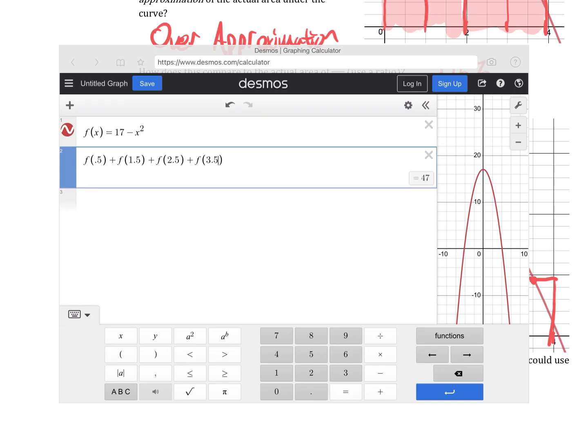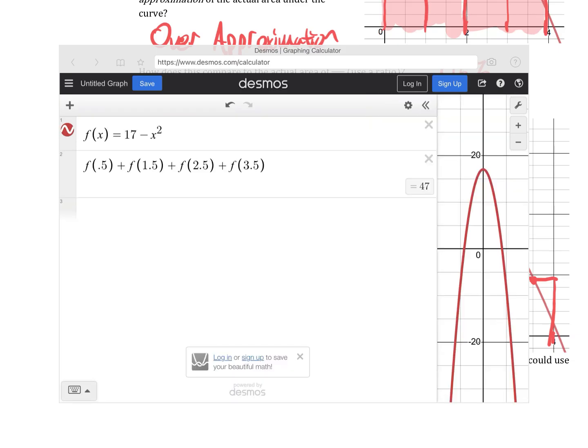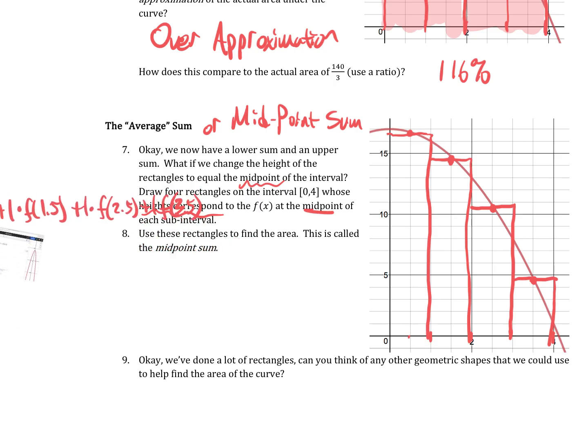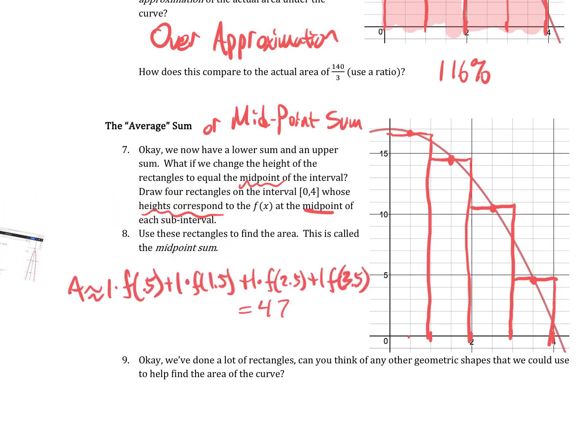And there's our sum. We get 47. You see that there? That's a little easier to see. So 47 is our sum there. Now, I didn't put the 1 times in there, which is important. If it wasn't 1, we definitely need those there, but these each have a width of 1, so we'll leave it at that. So there's our sum, 47, and our area approximation comes out to be 47.